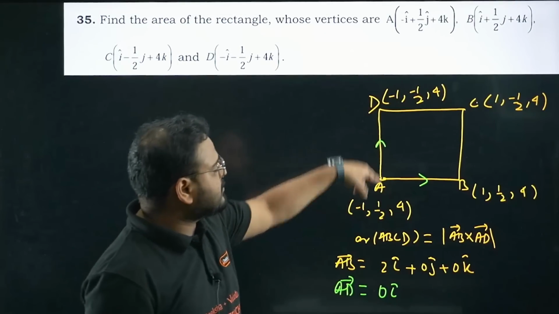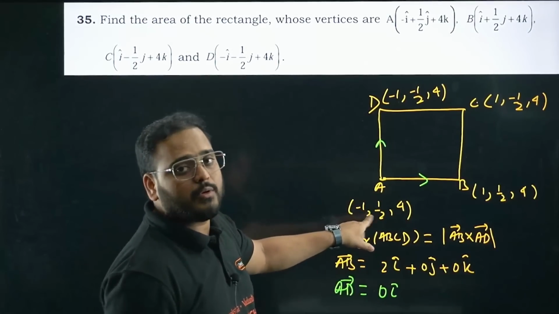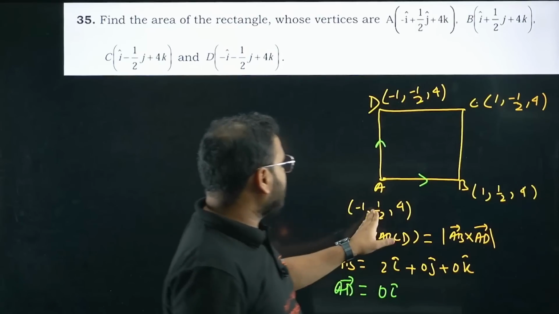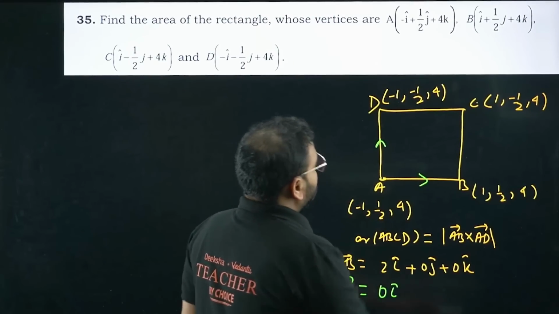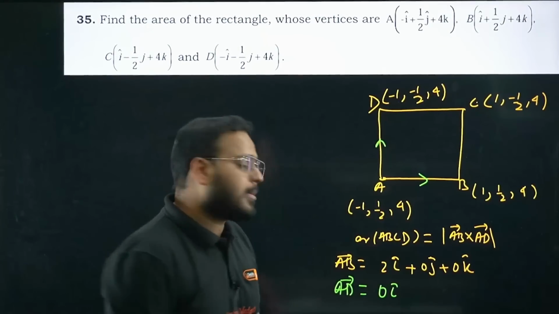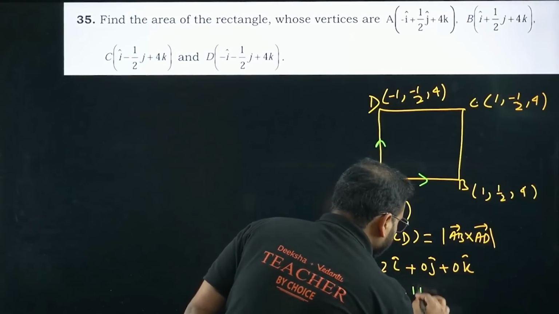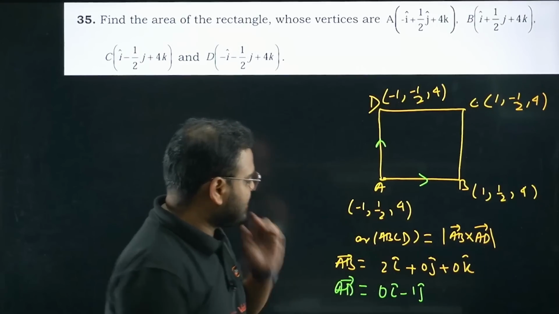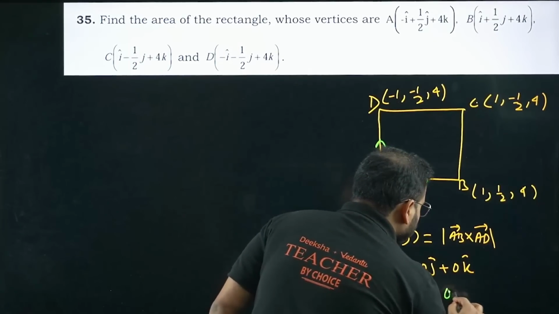Correct? Minus 1 of minus 1, right? Subtracted will become plus 1, no? So 0. Minus 1 by 2 and plus 1 by 2, right? No, it's minus 1 by 2, minus 1 by 2. Will become, bacha, what? Minus 1 j cap, and plus 4 minus 4 will be simply 0 k cap.